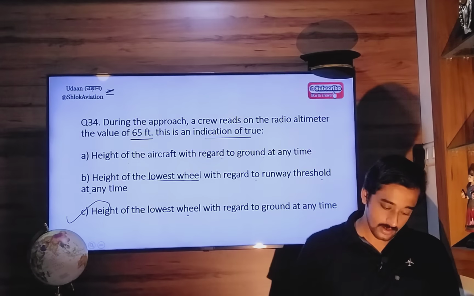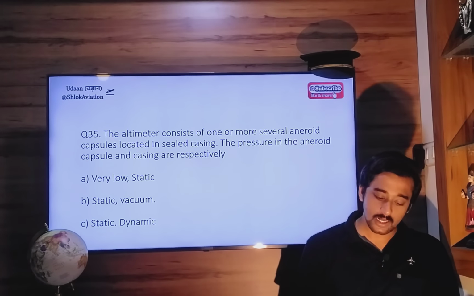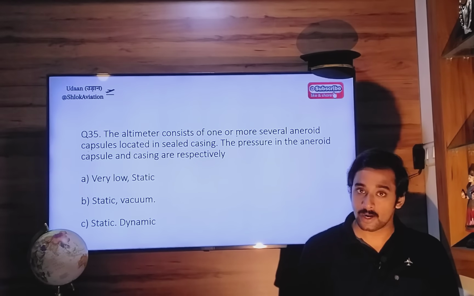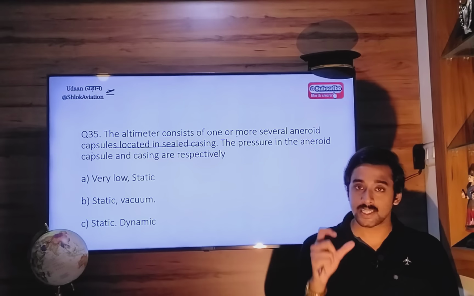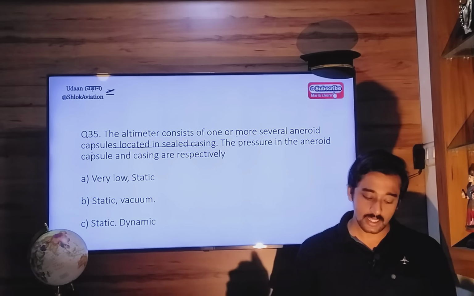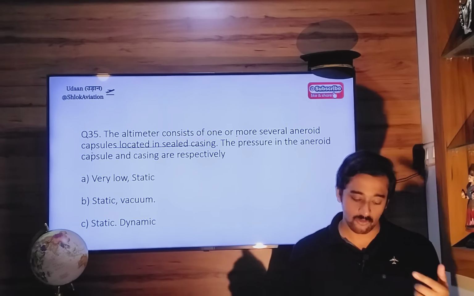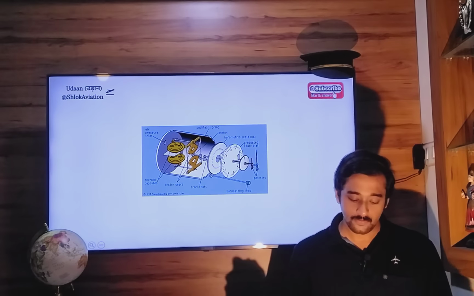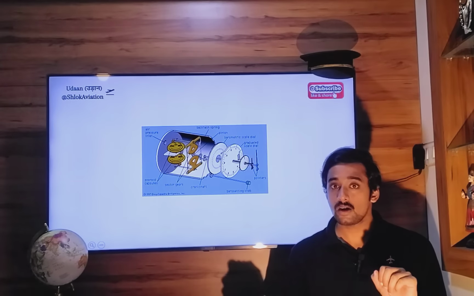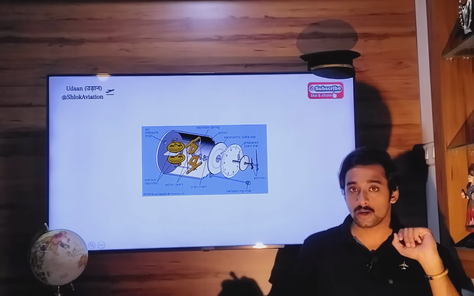Okay, next. The altimeter consists of one or several aneroid capsules located in a sealed case. The pressure in the capsule and the casing are what? So this is the back case of your altimeter instrument.